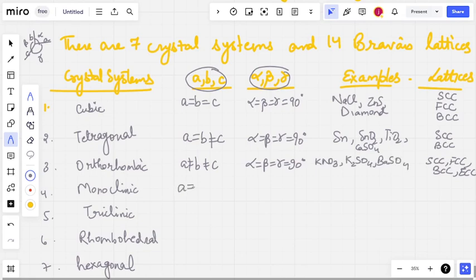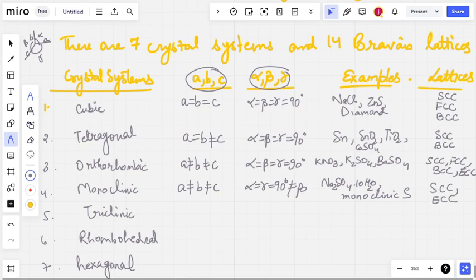Monoclinic system, all sides are not equal. Now angles also start to distort. Alpha and gamma angle, these are equal to 90 degree but not equal to beta. Examples include Na2SO4 dot 10 molecules of water and then monoclinic sulfur. The lattices include simple cubic unit cell and that of ECC.